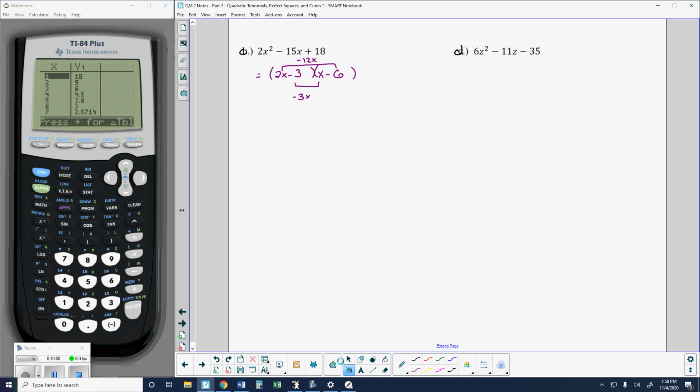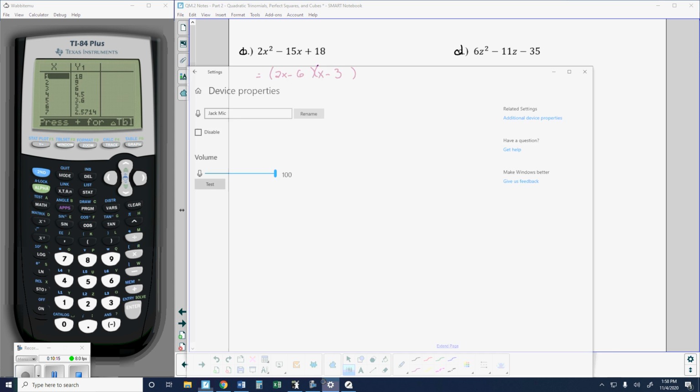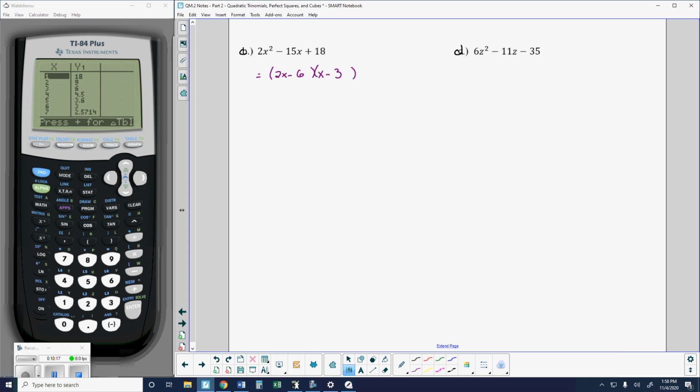Negative 3x plus negative 12x would give me negative 15x. So this would be the correct factorization. Now let's say I made this incorrect real quick. Let's say I put the 6 here and the 3 there. I used the right factors, but I just put them in the wrong spot.